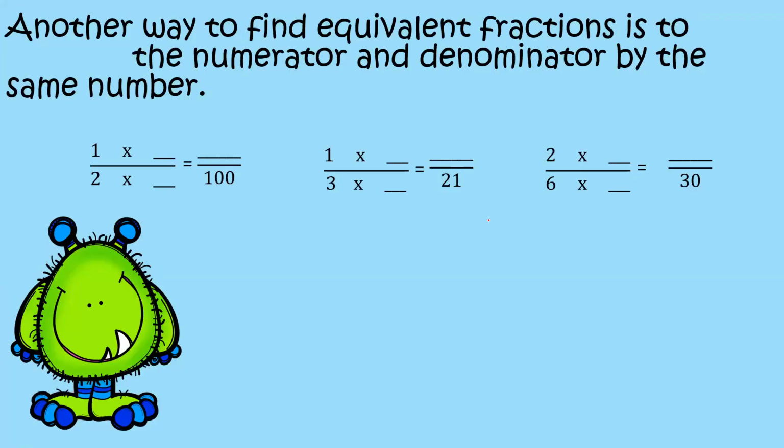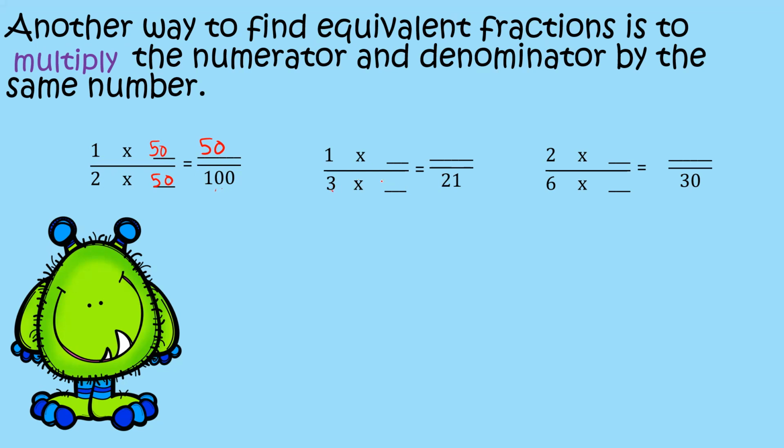All right, another way to find equivalent fractions is to multiply the numerator and denominator by the same number. So we want to figure out 1/2 is equivalent to something with the denominator of 100. So 2 times what equals 100? 2 times 50, right? So if we did 1 times 50, our equivalent fraction would be 50 over 100 is equivalent to 1/2. 1/2 is equivalent to 50 over 100.